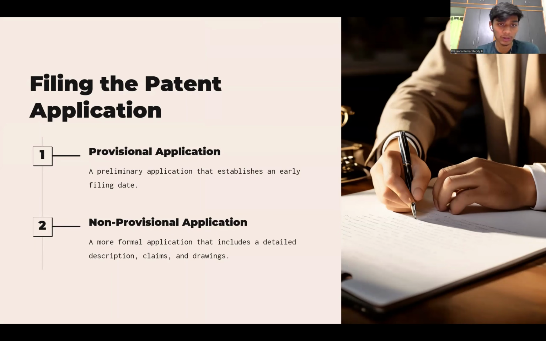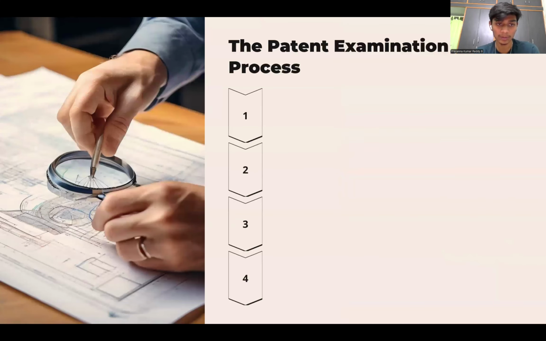The preliminary application establishes only an early filing date. And the non-provisional includes the detailed description, claims, and drawings. As I said earlier about the detailed description, claims, and drawings, this all comes under the non-provisional application.